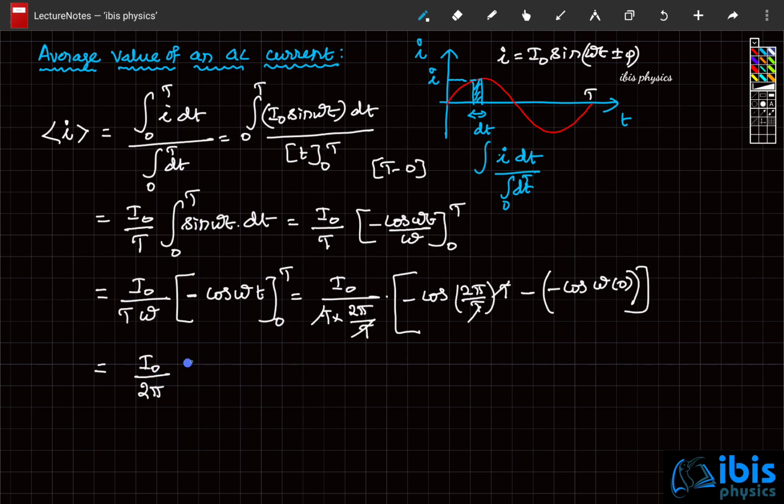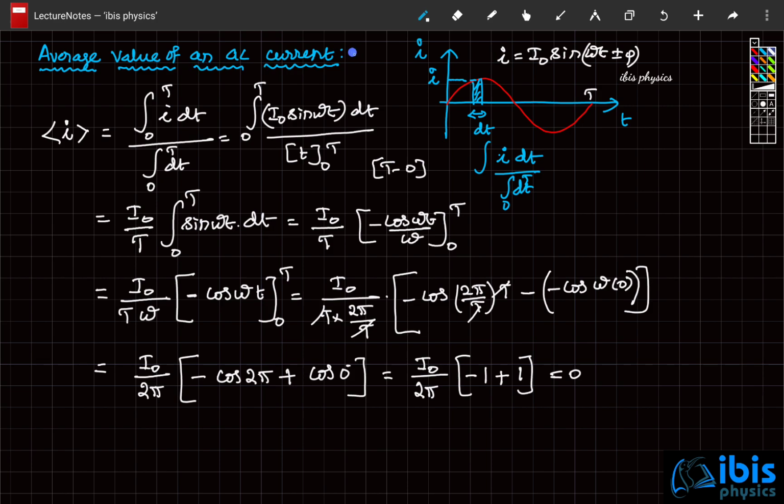what you get is I naught by 2 pi into minus cos 2 pi plus cos 0 degrees. So I naught by 2 pi into minus cos 2 pi, which is minus 1, plus 1, so that becomes 0. So the average value of an AC current over a full cycle is 0. It is for a full cycle, so it is 0. The average value of current is 0, and at the same time the average value of EMF over a full cycle is also 0.